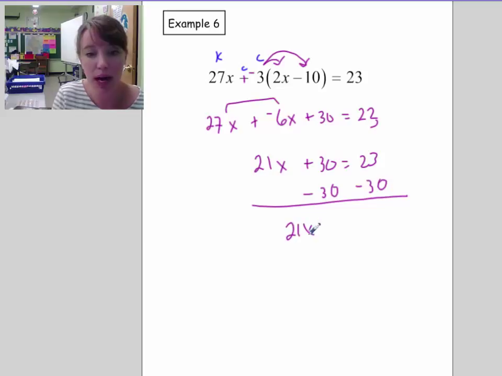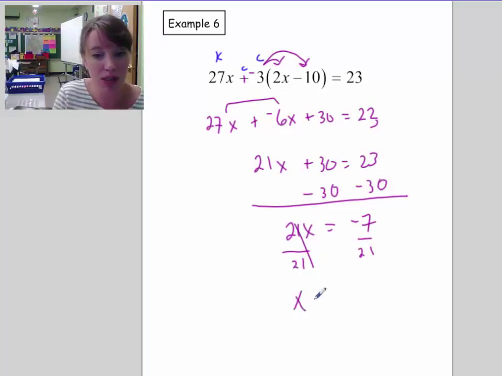So I have 21x is equal to, this would be negative 7. I divide by 21 for both sides. Now be careful, this is not negative 3. That would be 21 divided by negative 7. This is negative 1/3. So if I divide each numerator and denominator by 7, I'd get negative 1 on top, and I'd get 3 on the bottom, divided by 7.